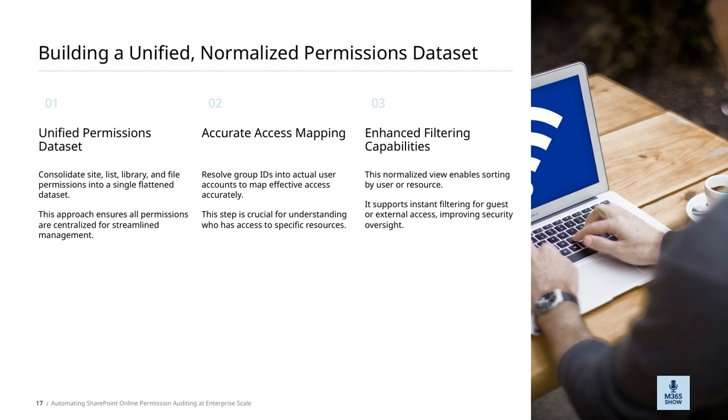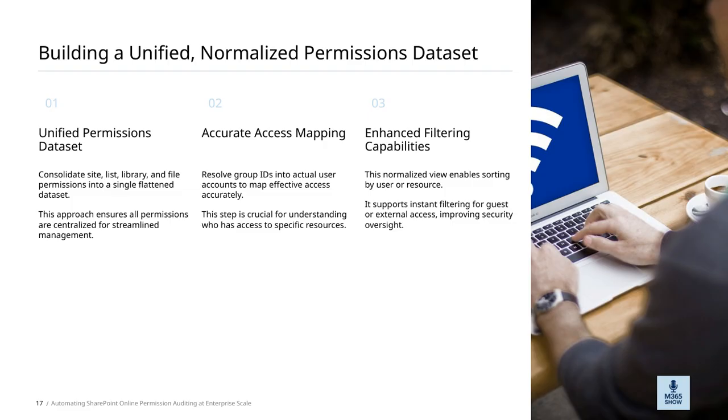And finally, all permissions, whether from sites, lists, libraries, or individual files, are consolidated into a single, flattened dataset. This approach centralizes everything, making permission management more streamlined and efficient. Altogether, this unified, normalized dataset is a powerful tool for managing permissions at scale, helping us improve security, clarity, and control across the enterprise.